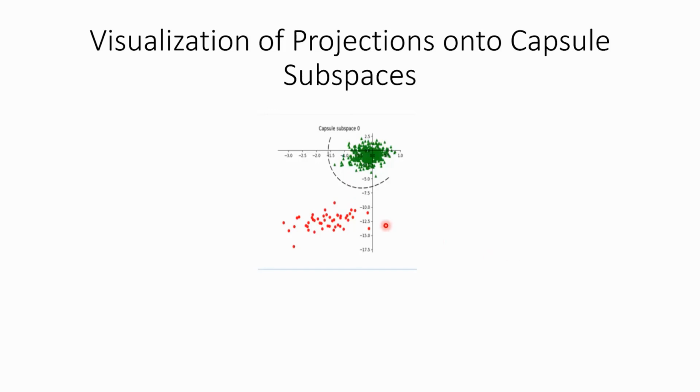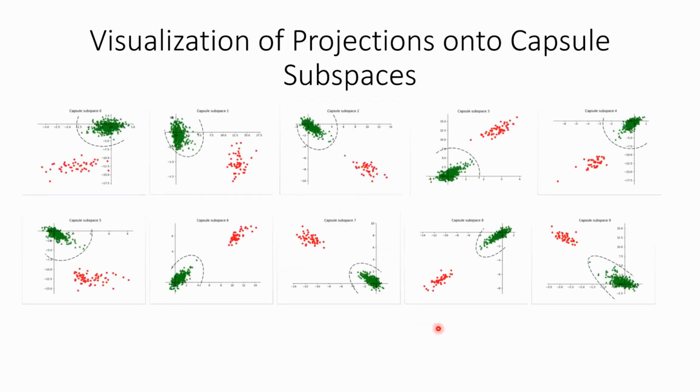Here, we have samples for one class of the CIFAR-10 dataset in two-dimensional space. Red dots represent samples that belong to this subspace, and green dots represent samples that belong to other classes. As you can see here, samples that belong to this class have larger capsule lengths relative to the origin compared to those samples that do not belong to the class.